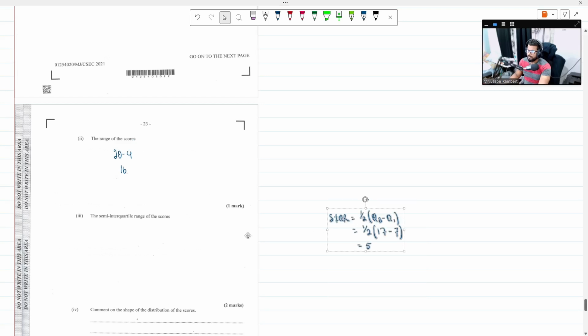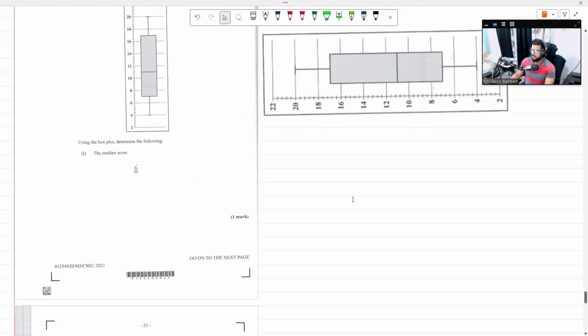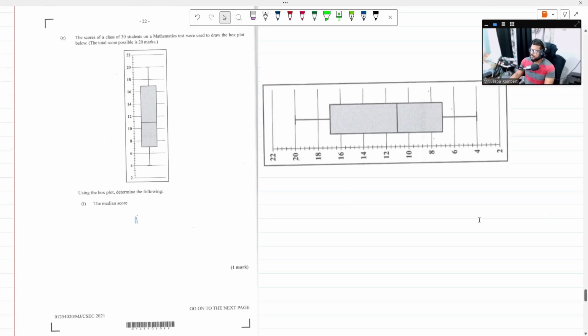Put that here. All right, comment on the shape of the distribution of the scores. Let me get some numbers in here. Q3 minus Q2 is 17 take away 11, which is 6. That is the distance from here to here. Q2 minus Q1 is 11 take away 7, which is 4.